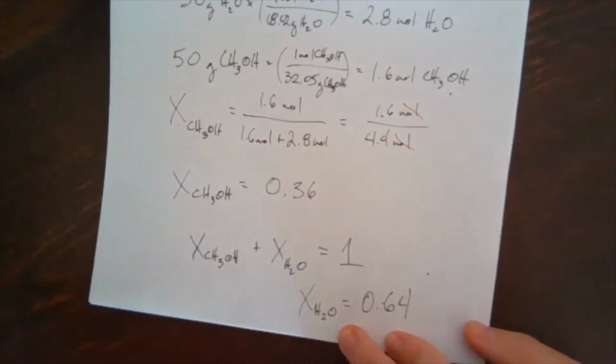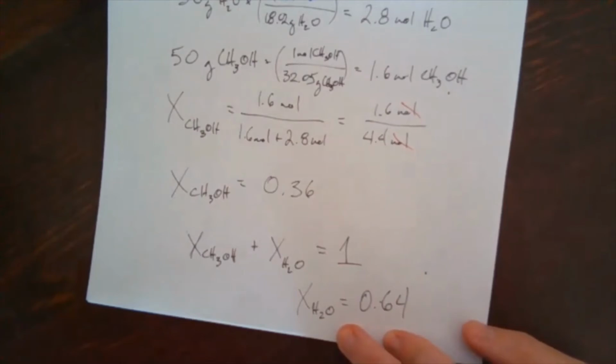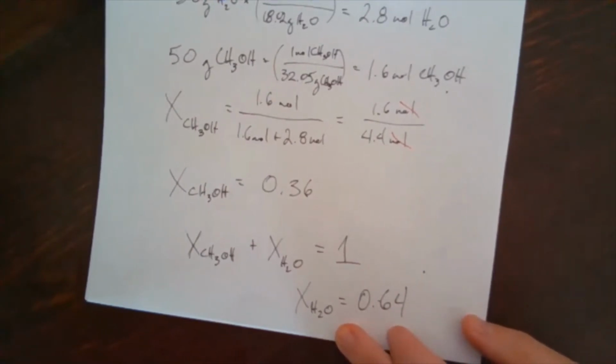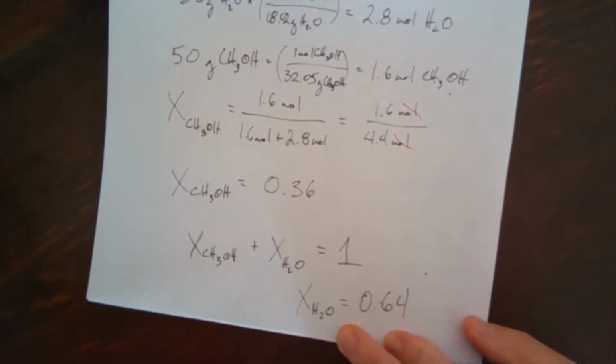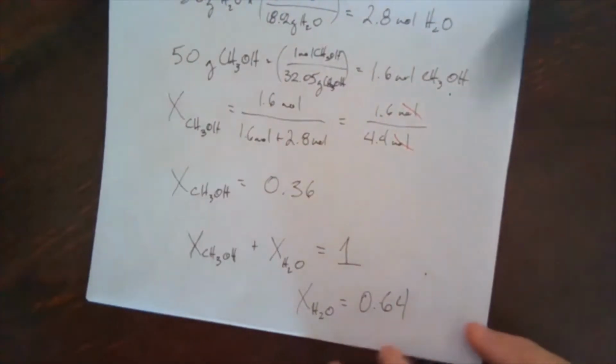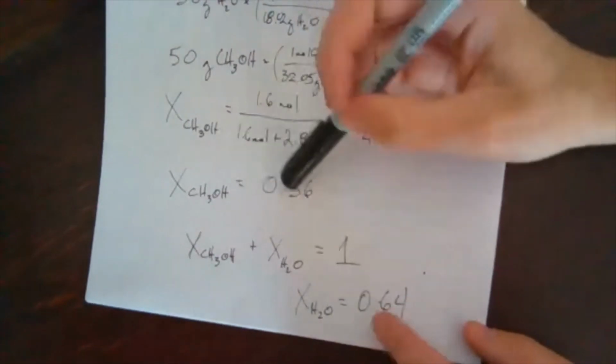So that is the relative ratio or relative fraction of each of them. 36% of the molecules are methanol, 64% of the molecules are water. Mole fraction is not represented as a percentage, but we can interpret it that way. Mole fraction is useful in cases where you want to describe everything.